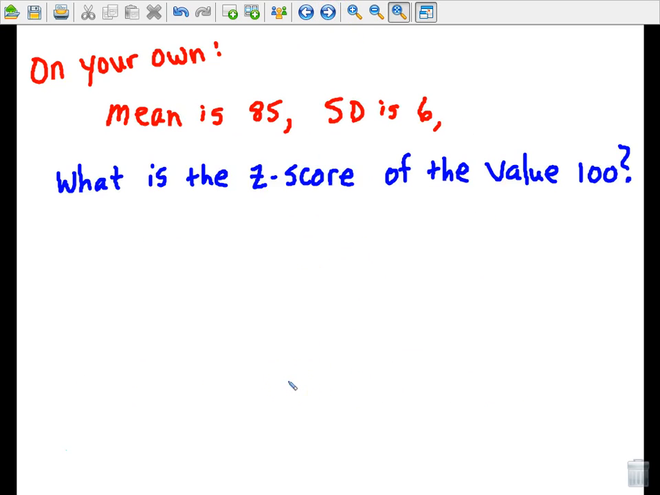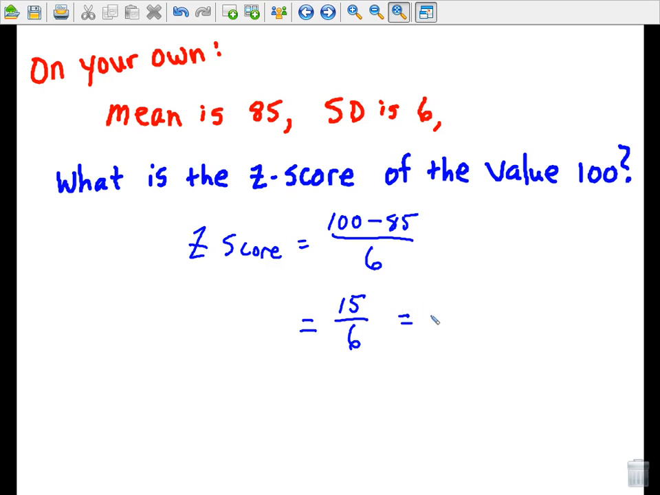Okay, we'll try one more. If the mean is 85 and the standard deviation is 6, then what is the z-score for the number 100? So we do value minus mean divided by standard deviation. 100 minus 85 is 15 divided by 6. And when you do this in your calculator, you should get 2.5. So the number 100 in terms of standard deviations is 2.5 standard deviations above the mean. And that makes sense because 100 is larger than 85.